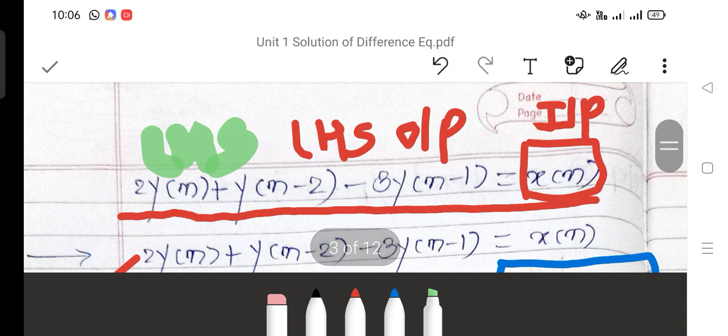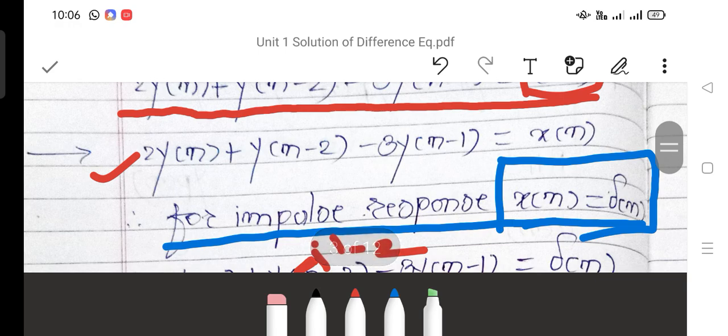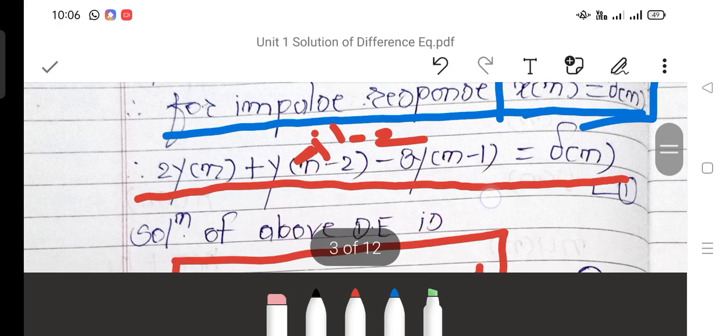This is the given equation, where y of n represents the output and x of n represents the input. We have to follow the working procedure that we discussed in this lecture. We have written the equation as it is. Now for the impulse response, what should we do? We should take x of n equals del of n. In place of x of n, we have taken del of n.